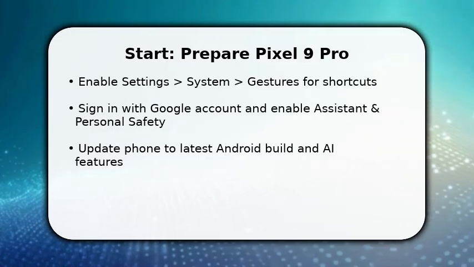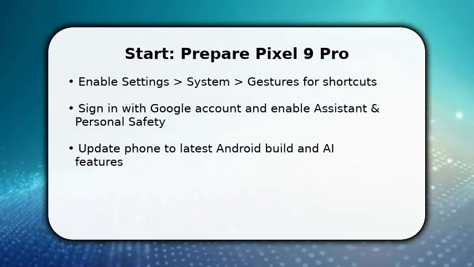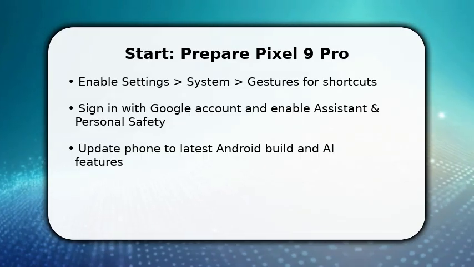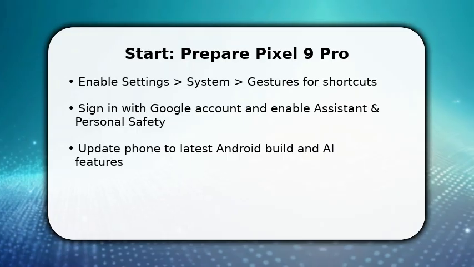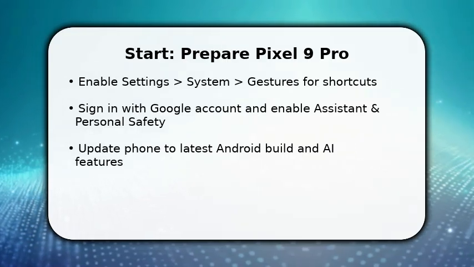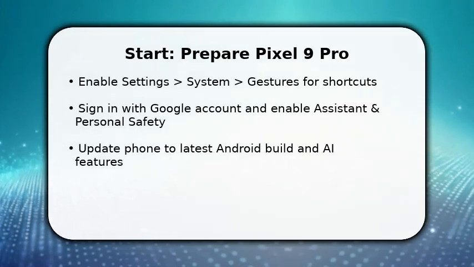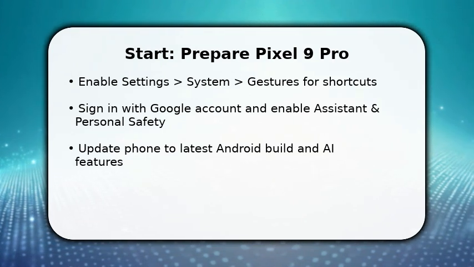Next, grant microphone, camera, and storage permissions. Without them, AI image and audio tools won't run. Finally, turn on gesture shortcuts and lock screen access to call AI quickly. This gets you ready to use advanced Pixel AI tools immediately.